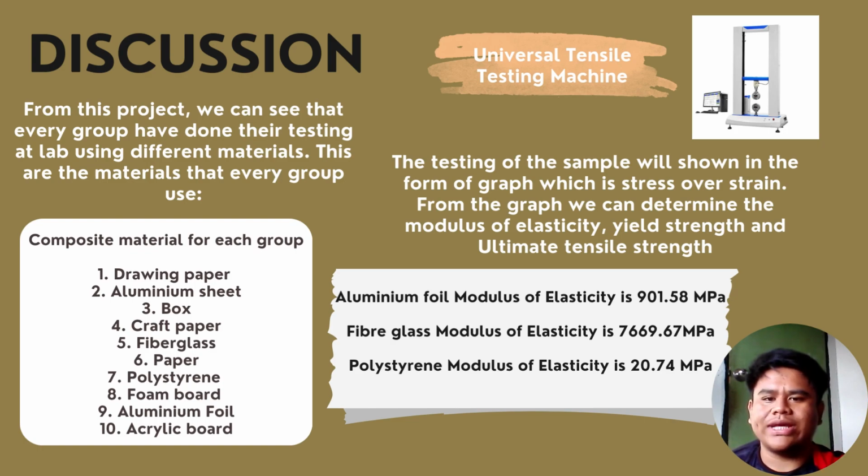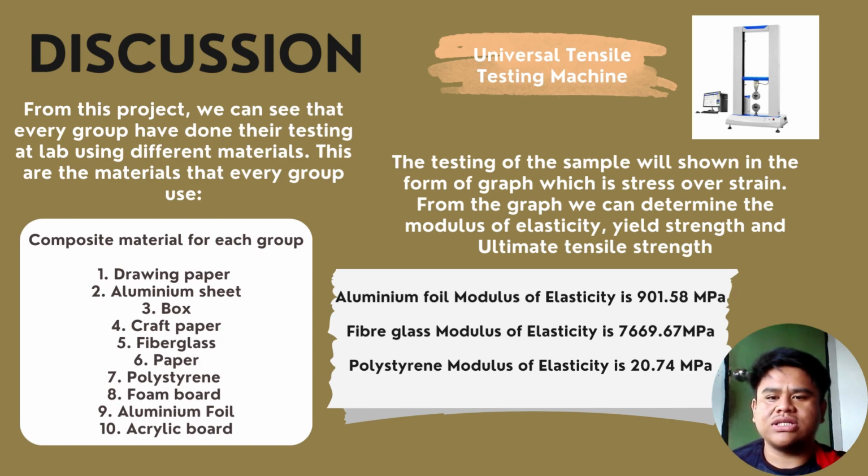From this project, we can see that every group has done their own testing at a lab using different materials, and these are the materials that every group used. Okay, group one used drawing paper, and group two used aluminum sheet. Group three used box. Group four used craft paper. Group five used fiberglass. Group 6 used paper, group 7 used polyester, group 8 used foam board, group 9, which is our group, used aluminum foil, and group 10 used acrylic board.